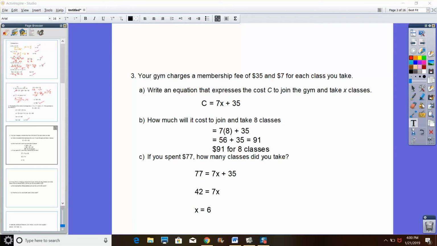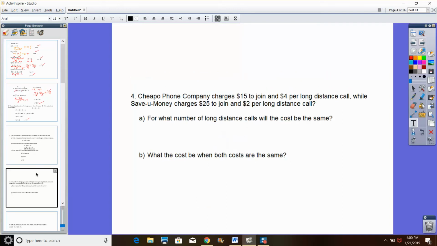All right, so now let's go to the next problem here. So here we got, okay, Cheapo Phone Company, what a great name. They charge $15 to join and $4 per long distance call. Wow, that's really $4 per long distance call? Well, Save You Money charges $25 to join and $2 per long distance call. This problem must have been written in like 1980. But anyway, let's go ahead and solve the problem. For what number of long distance calls will the cost be the same?